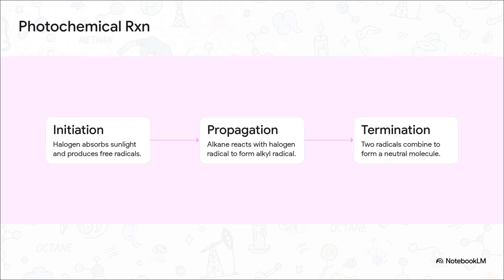Now, remember how I said alkanes were the chill ones? Well, they do react, but they mostly undergo what's called a substitution reaction, famously triggered by literal sunlight. It's a 3-step photochemical chain reaction. Step 1, chain initiation. Sunlight hits a halogen like chlorine and splits it into highly reactive free radicals. Step 2, chain propagation. That radical attacks the stable alkane, stealing a hydrogen and turning the alkane into a radical itself. Finally, step 3, chain termination. 2 radicals crash into each other, forming a neutral, stable molecule once again.